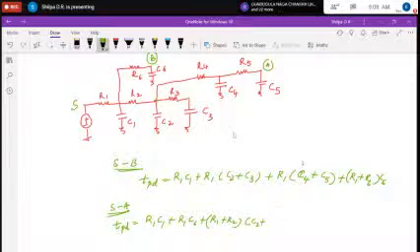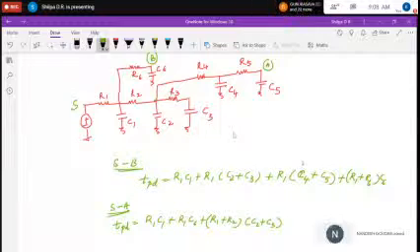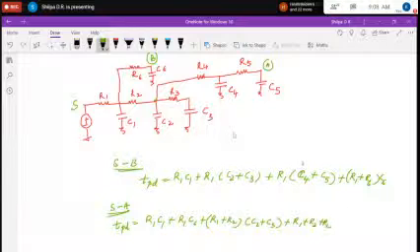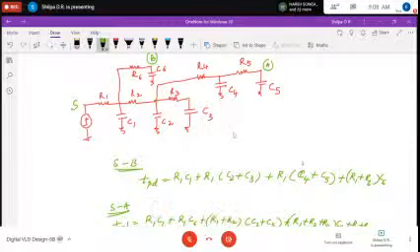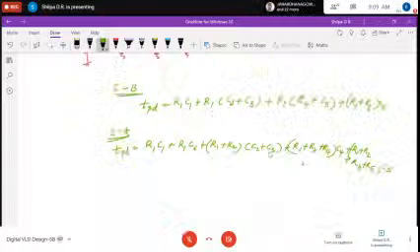Because for R3 you need not consider, right? Yes, ma'am. Plus R1 plus R2 plus R4 into C4, plus R1 plus R2 plus R4 plus R5 into C5. R4 plus R5 times of C5. Okay. So done.